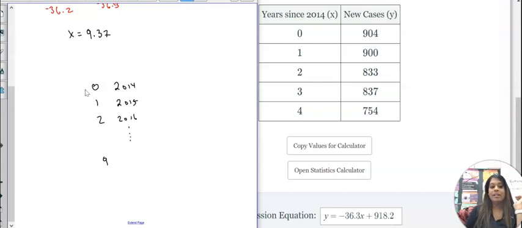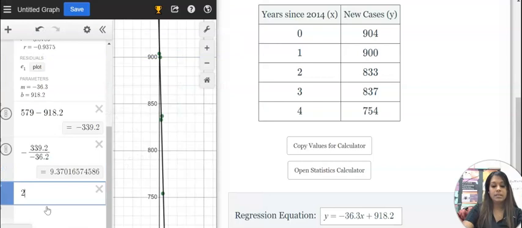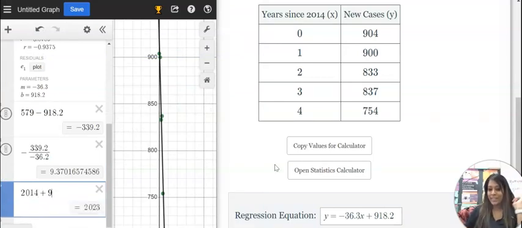Well, if you go from here to here, I'm adding 9, right? So basically to go from here to here, you want to do the same thing. You want to add 9. So 2014 plus 9 is 2023. That's this year.